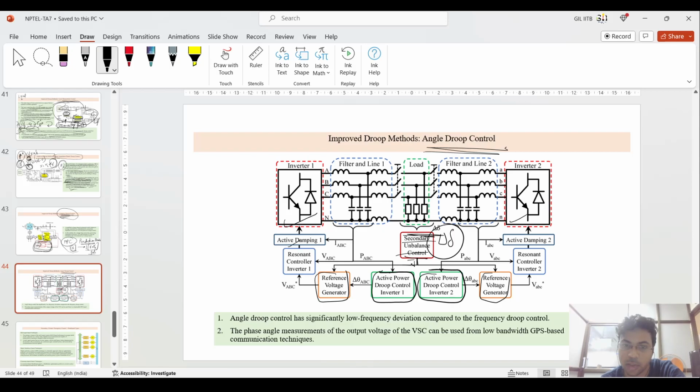If you are connecting two inverters in parallel, you should check whether the secondary unbalanced control is there. From that, you should give the reference, take the reference also from the active power controller, and then generate the reference voltage for both the inverters, using the resonant control.